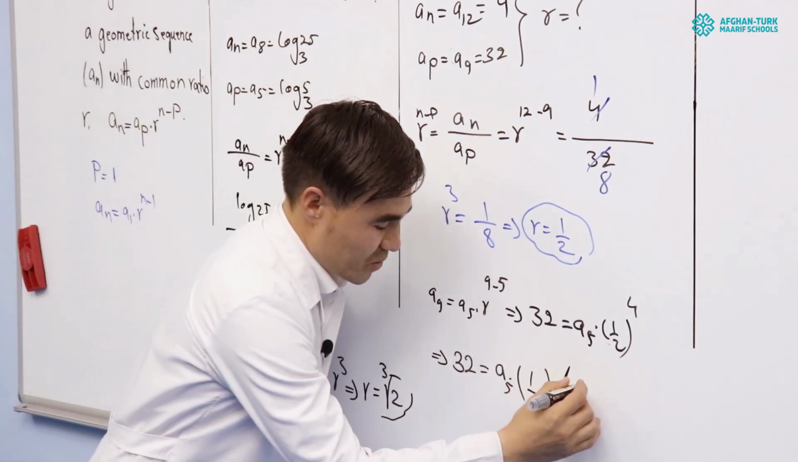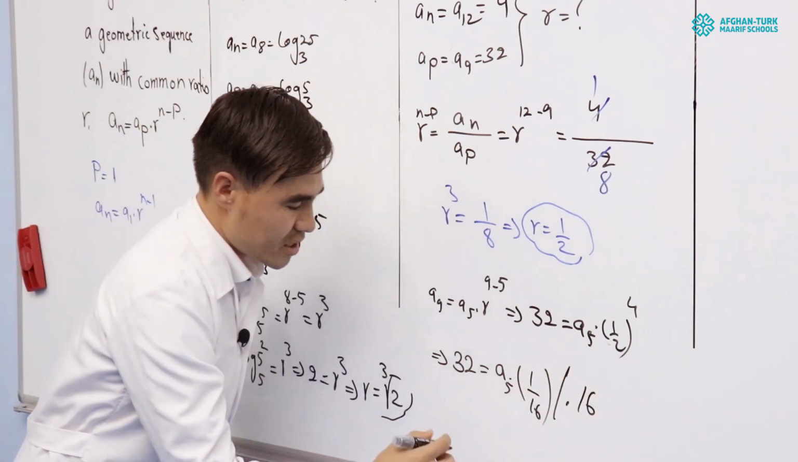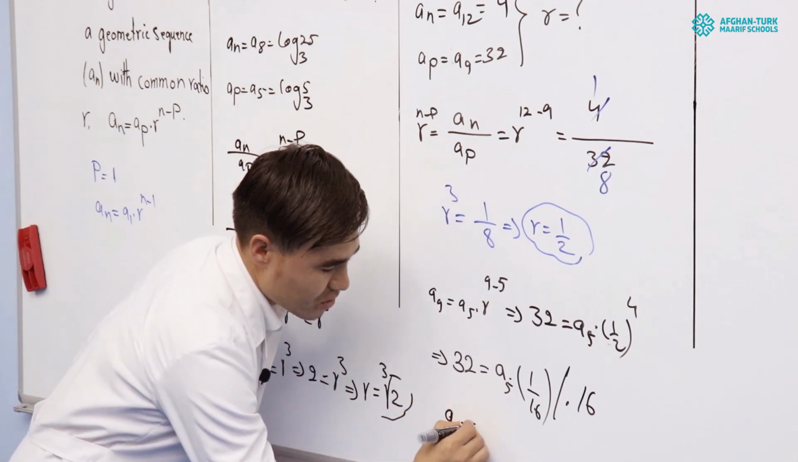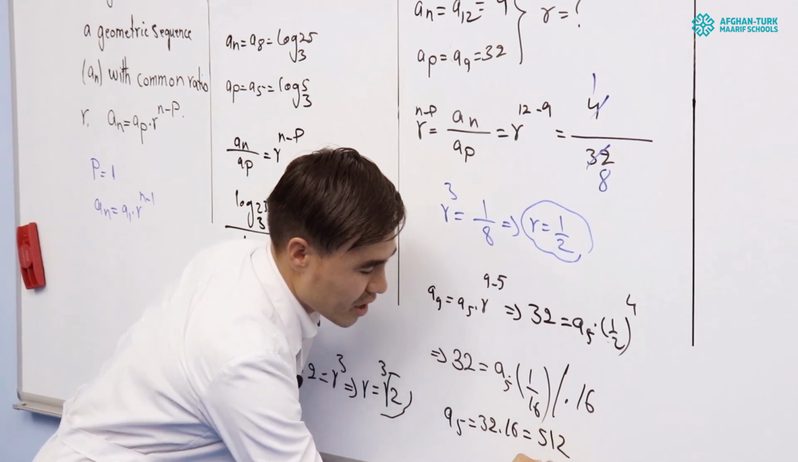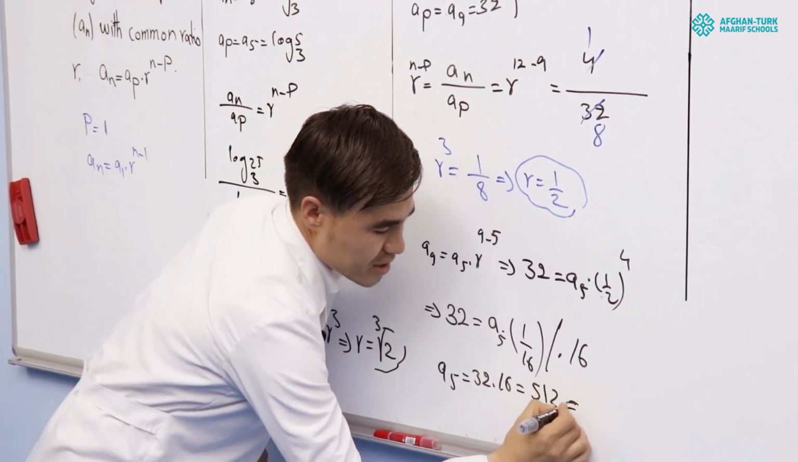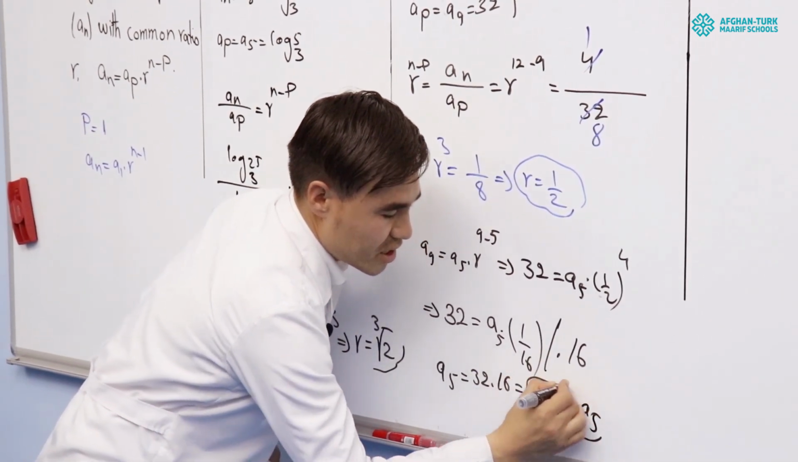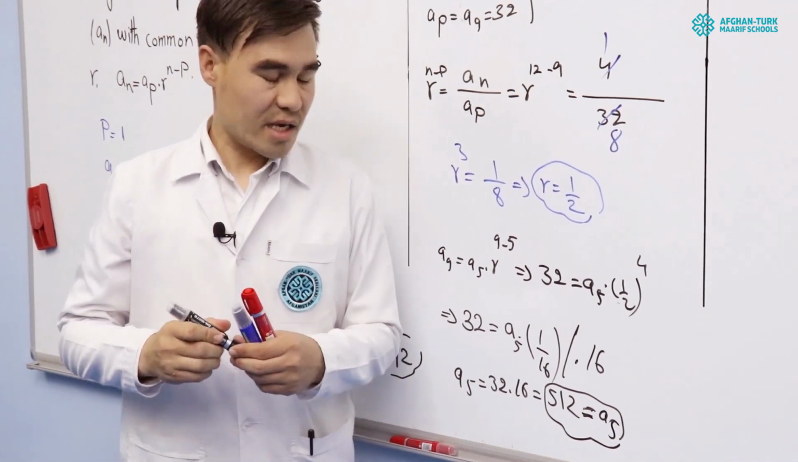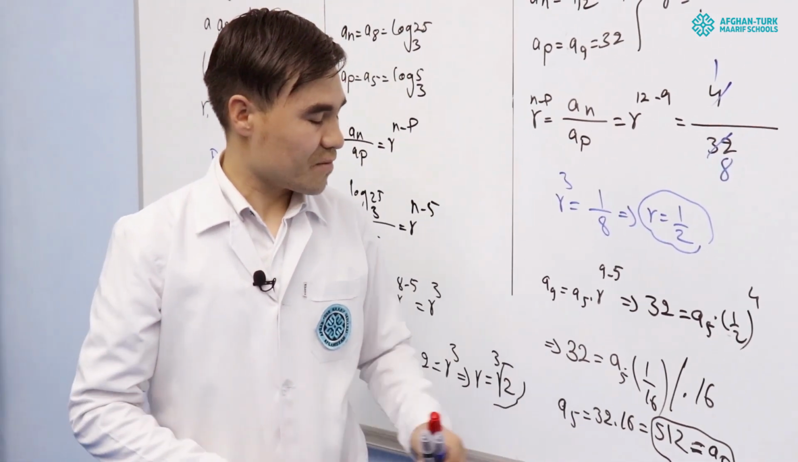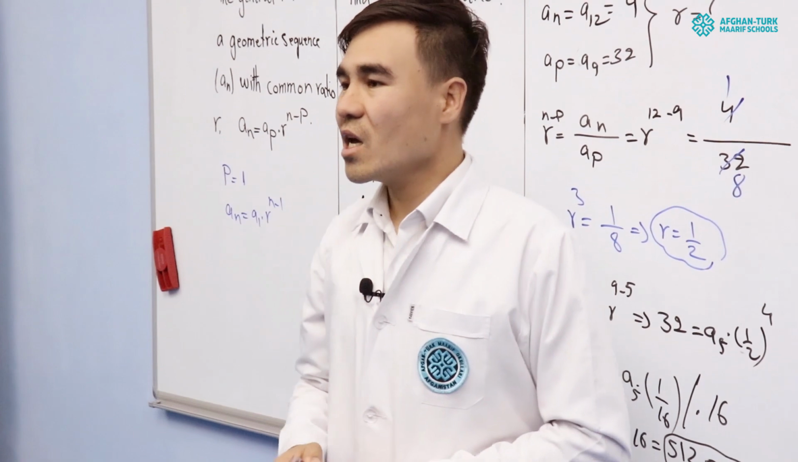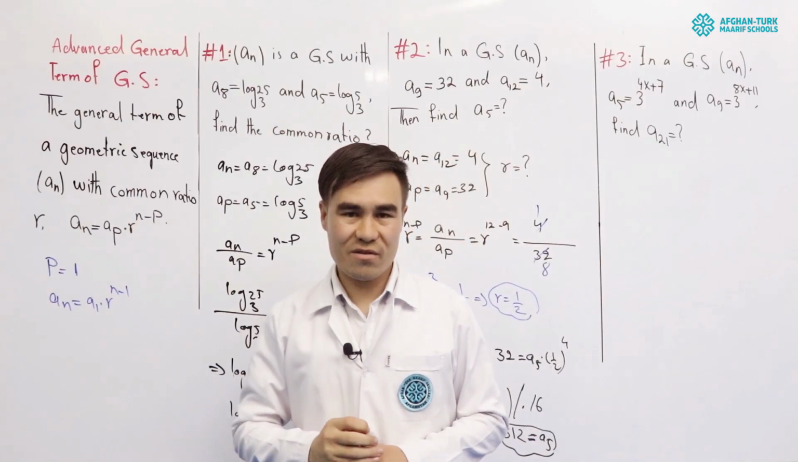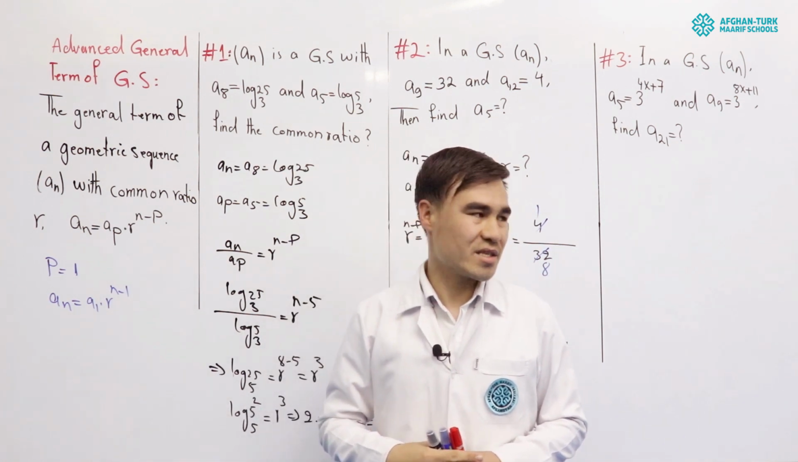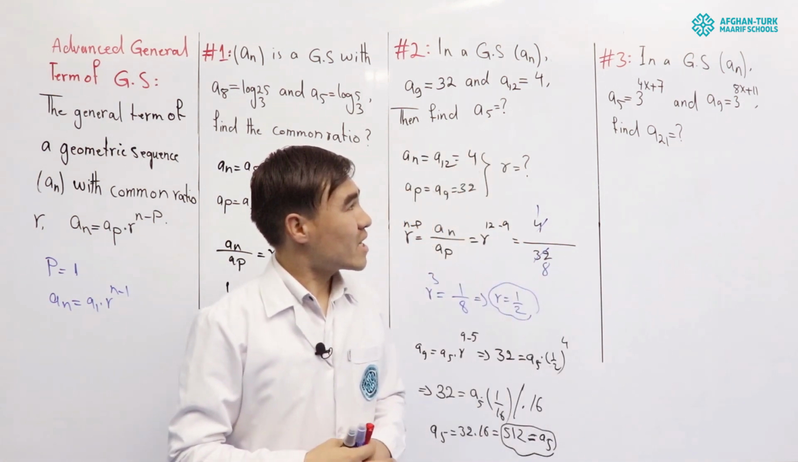When I multiply by 16, I will have a5 is equal to 32 times 16, which will be 512. This is the fifth term. Okay, dear students, it was easy. It is very easy to find the fifth term or the required term with the given formula, which is the general term of geometric sequences. Okay, dear students, let's check another example.